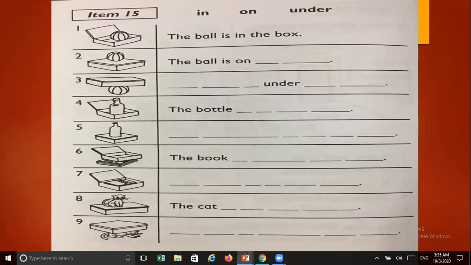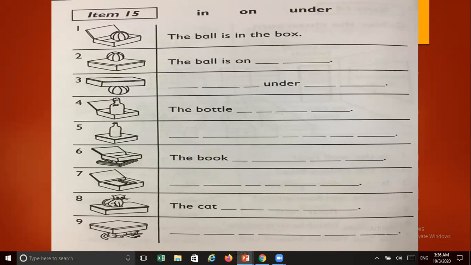Students, this is a page from your Active English workbook. You have to complete this one. You will see the picture carefully, then you will complete. In picture number 1, box and ball. Where is the ball? You will see carefully. The ball is in the box. Number 2, where is the box? On the box. Number 3, under, in. So see the pictures carefully. Then you have to complete this page with the help of the words in, on, and under.